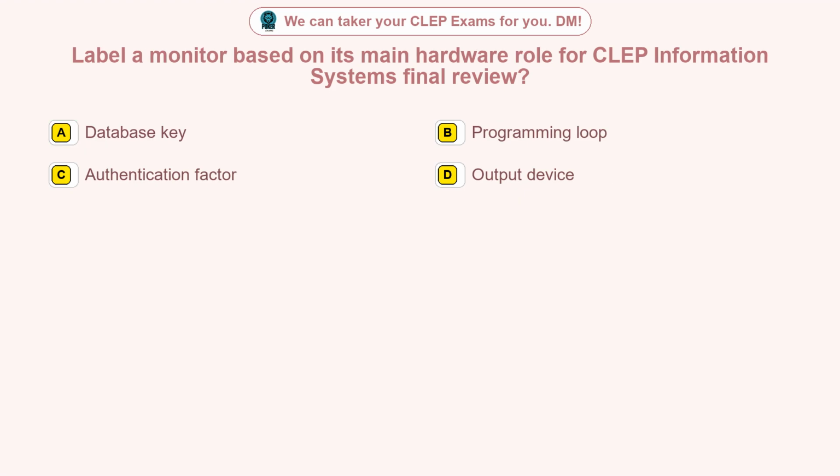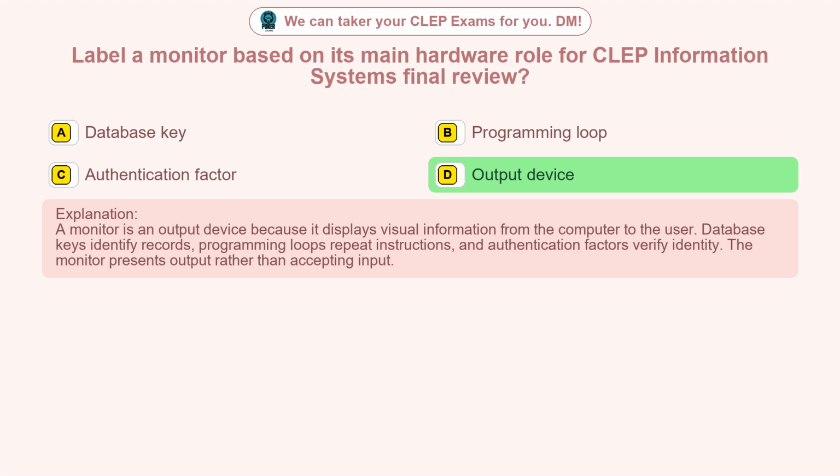Question 55. Label a monitor based on its main hardware role for CLEP Information Systems final review. Option A, database key. Option B, programming loop. Option C, authentication factor. Option D, output device. The correct answer is option D, output device. A monitor is an output device because it displays visual information from the computer to the user. Database keys identify records, programming loops repeat instructions, and authentication factors verify identity. The monitor presents output rather than accepting input.